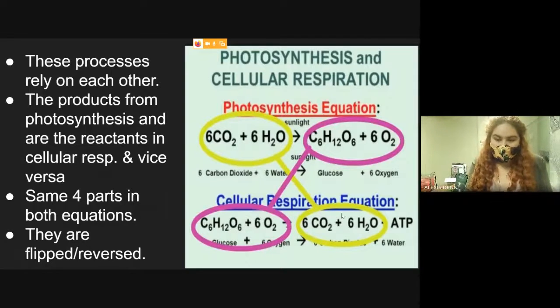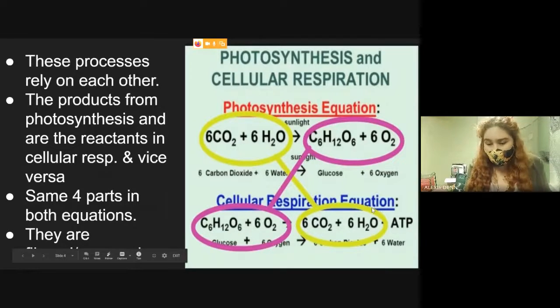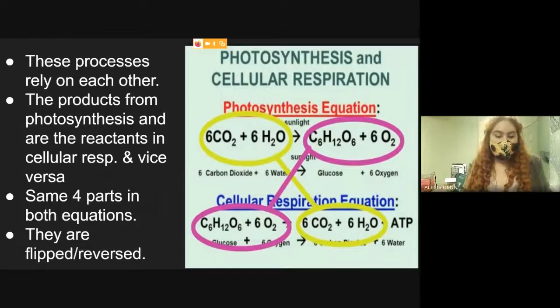Photosynthesis has to happen. Cellular respiration has to follow that for us to gain access to ATP. If these two processes don't work, and they don't work together, we die. Sad.